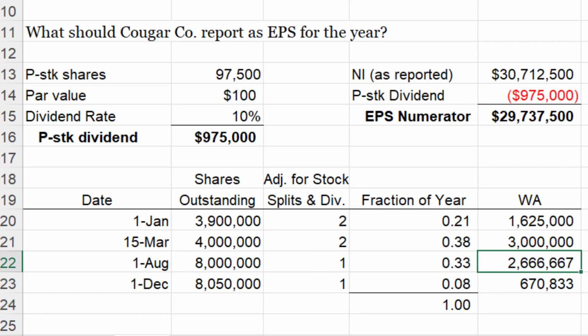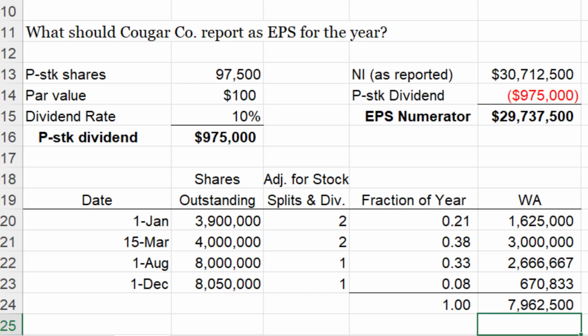You don't have to do that. The other way you can do it is to take the 8 million times the 0.33 and just get that cell out of there. So whatever way makes the most sense to you is just fine. And then I'm going to add them up. And that's going to give me my weighted average shares outstanding. For this year, 7,962,500 shares.